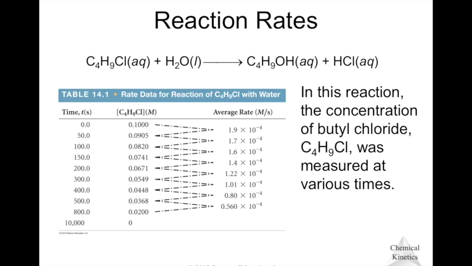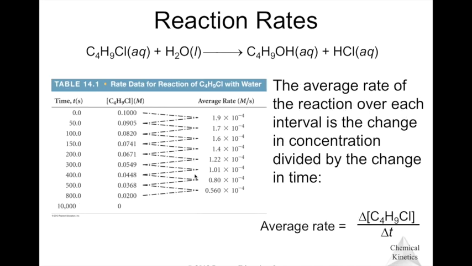And so what you would get is data something like this. If we're looking at this reaction, we measure the concentration of butyl chloride, which is the reactant, at various times. Initially at 50, 100, 150 seconds, and then this is how much we started with, this is how much is left. And then from there, we can calculate the average rate over the intervals, so how much it's changed from 0 seconds to 50 seconds. That's just your average rate, which is the change in the concentration over the change in time.